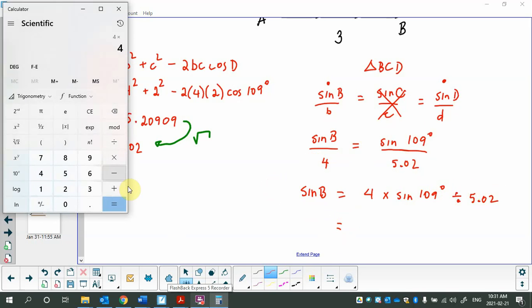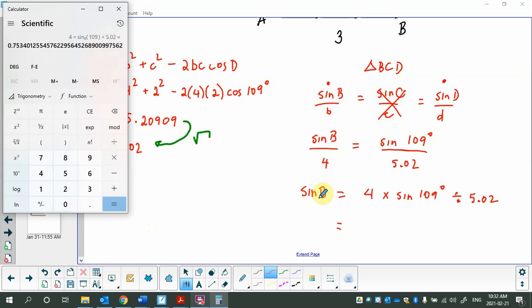4 times, for me, 109, and then I have to hit my sine button. Don't forget to have your calculator on degrees. And then I have to divide by 5.02 equals, I get that. And that is not how big B is. That's not the angle measurement. It's not 75 degrees. It's not 75%.